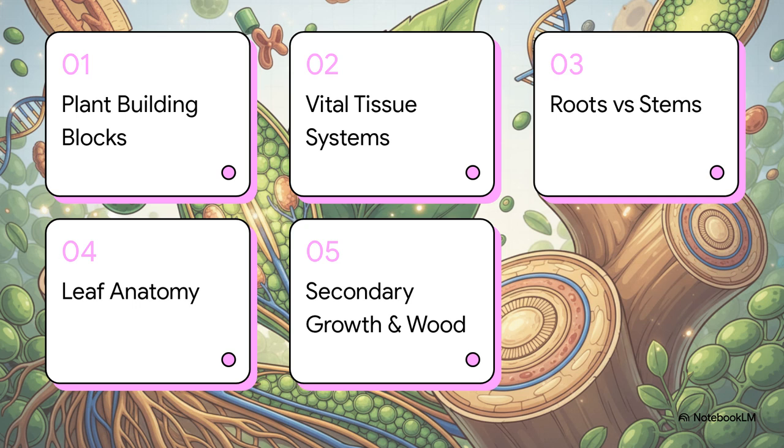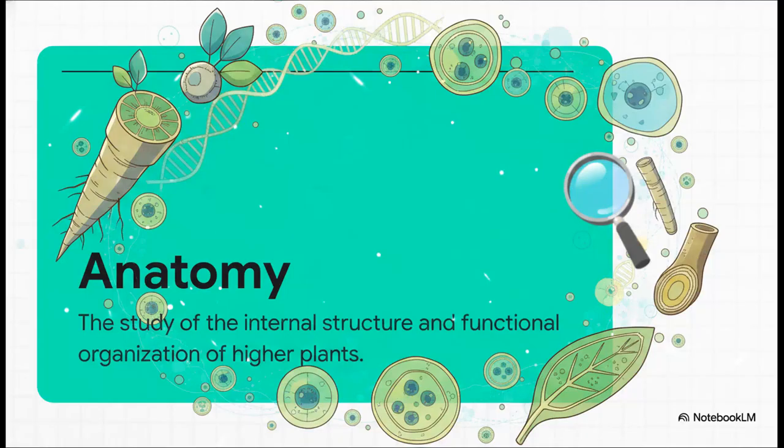Here's our structural roadmap for today. We'll hit the plant's building blocks, check out 3 vital tissue systems, compare roots and stems, dive into the anatomy of the leaf, and finally, wrap up with secondary growth and wood. Let's get to it. Before we start our tour, we really have to look through the lens of plant anatomy. This is simply the study of how internal structures and functional organization allow these plants to handle some seriously rigorous environmental demands. It's their ultimate blueprint.